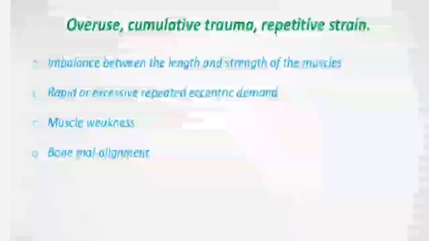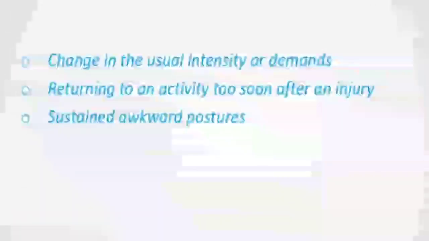Causes of overuse injury: overuse, cumulative trauma, repetitive strain, imbalance between the length and strength of the muscles, rapid or excessive repeated eccentric demand, muscle weakness, bone malalignment, change in the usual intensity or demands, returning to an activity too soon after an injury, sustained awkward postures.